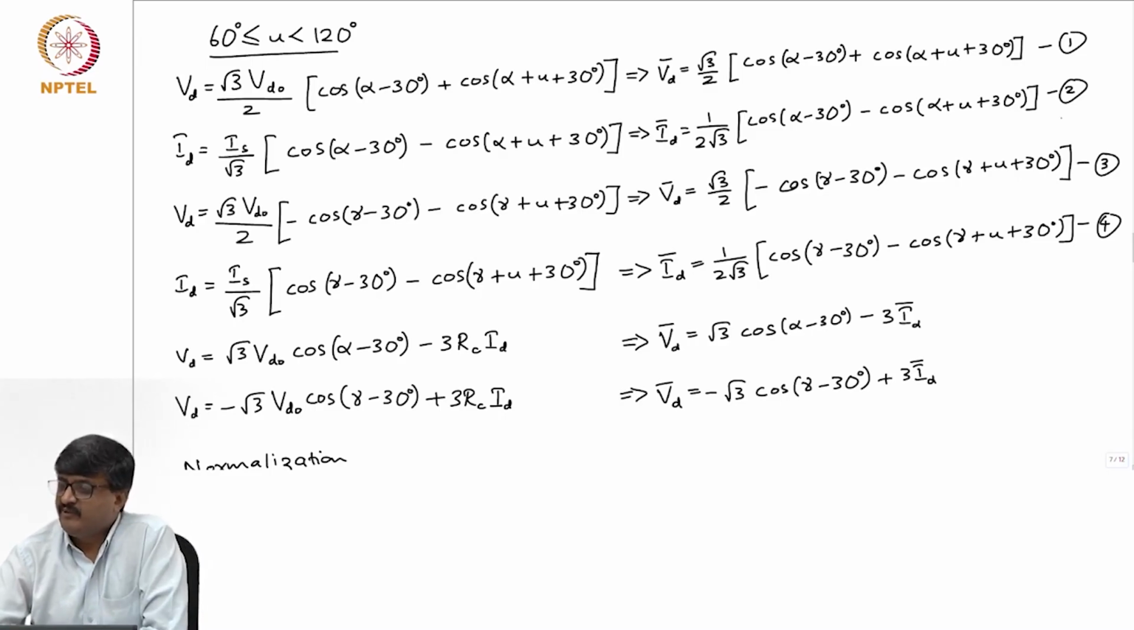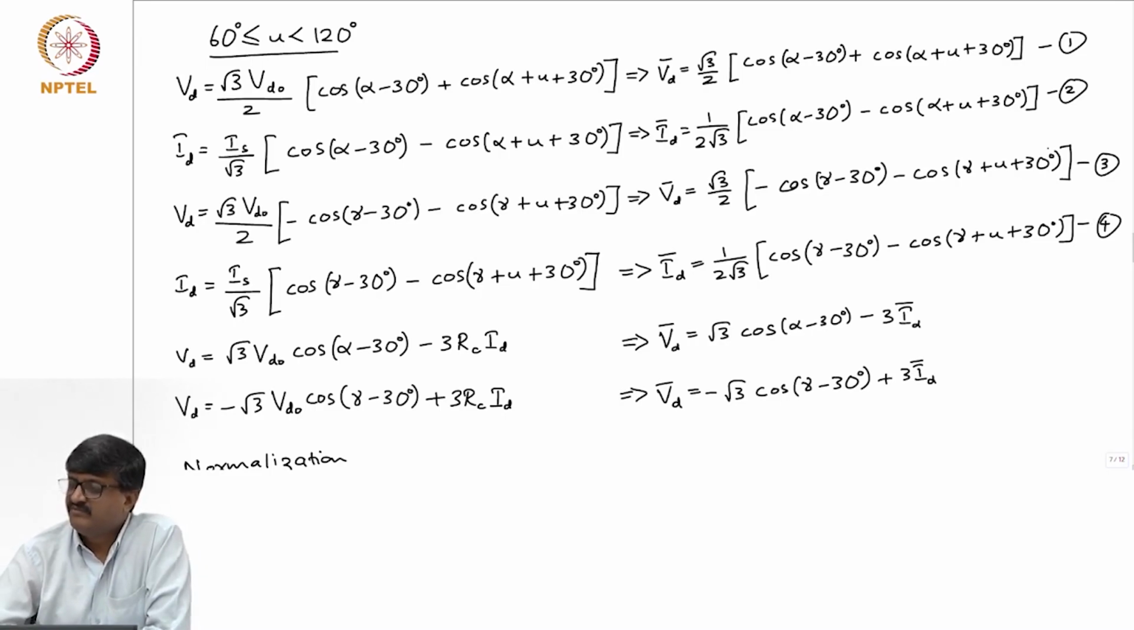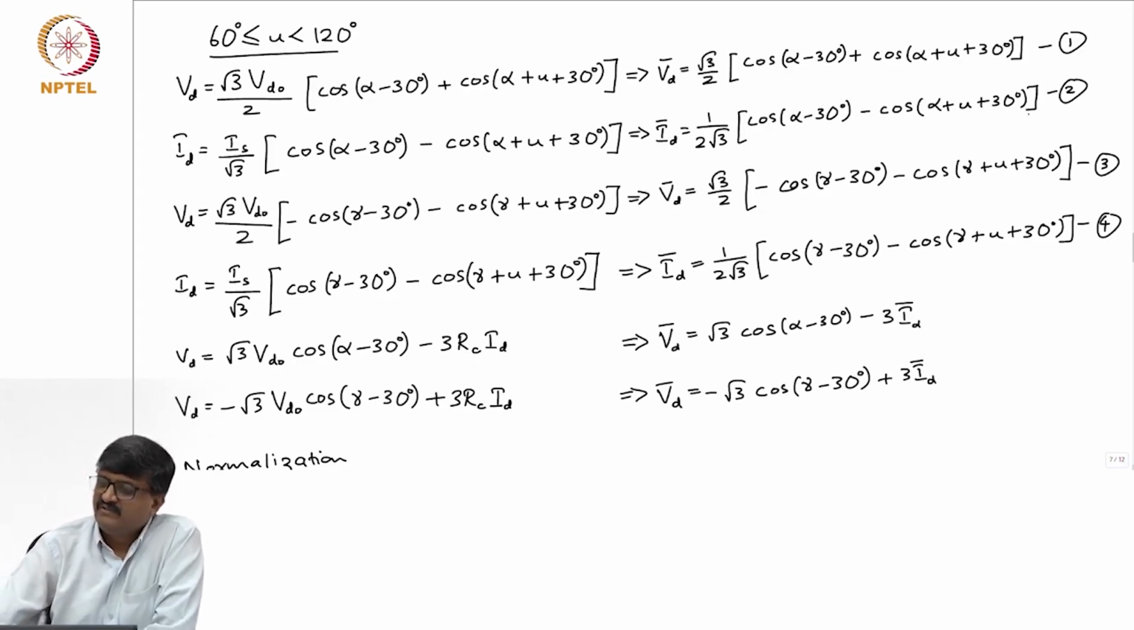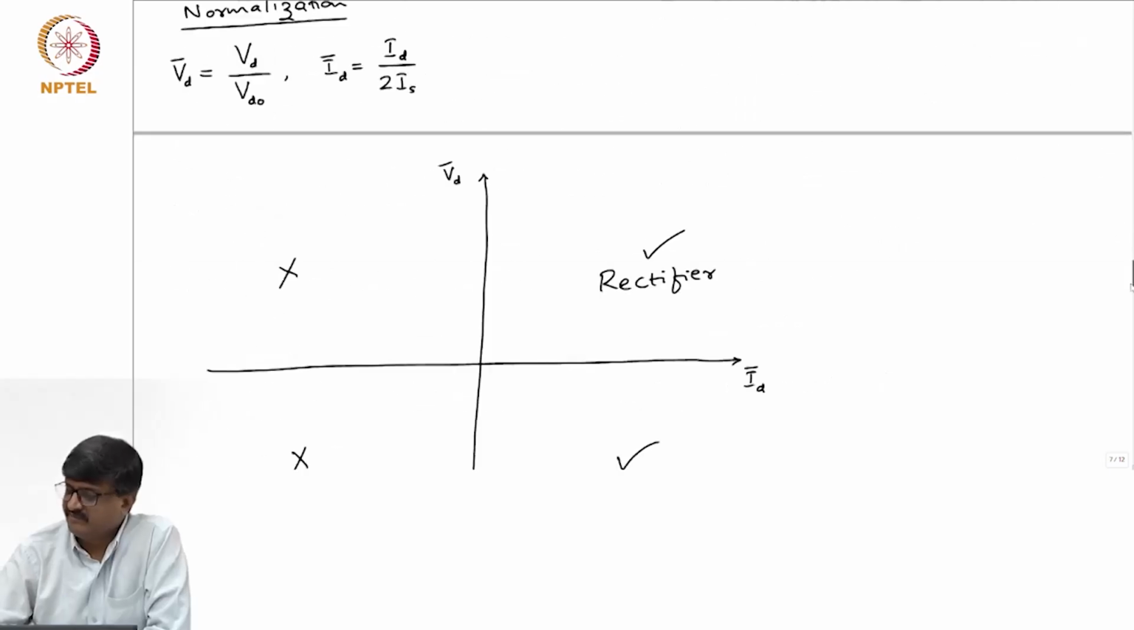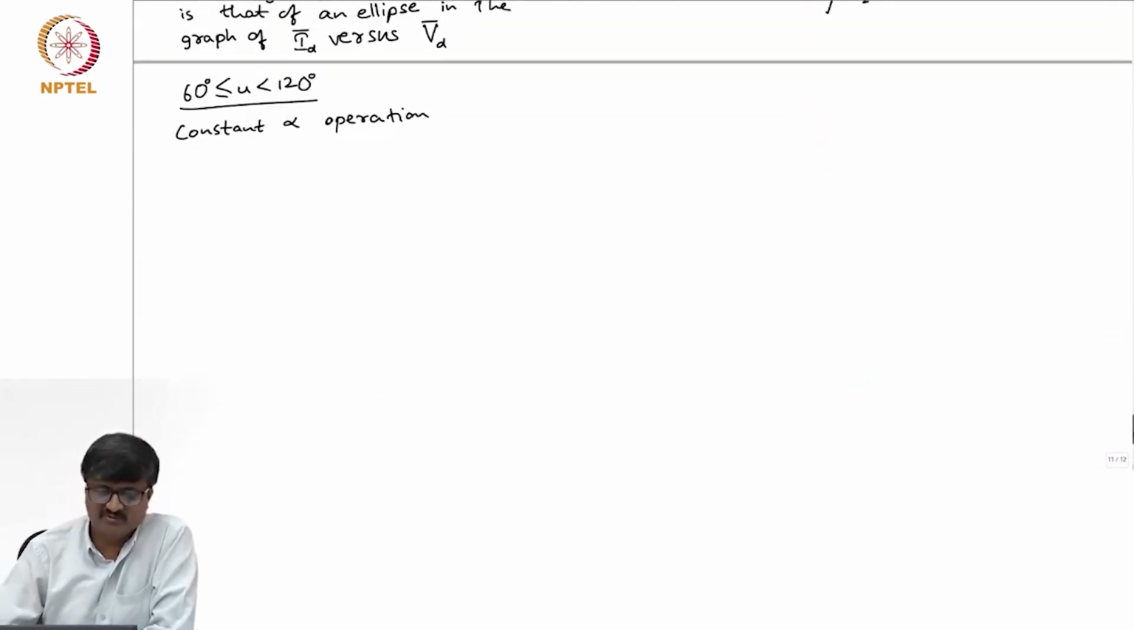So if I take 1 and 2, add them, then what do I get? So I'll straight away write the result. So take equations 1 and 2. If I add equations 1 and 2, then what do I get? Let me just do a few steps.